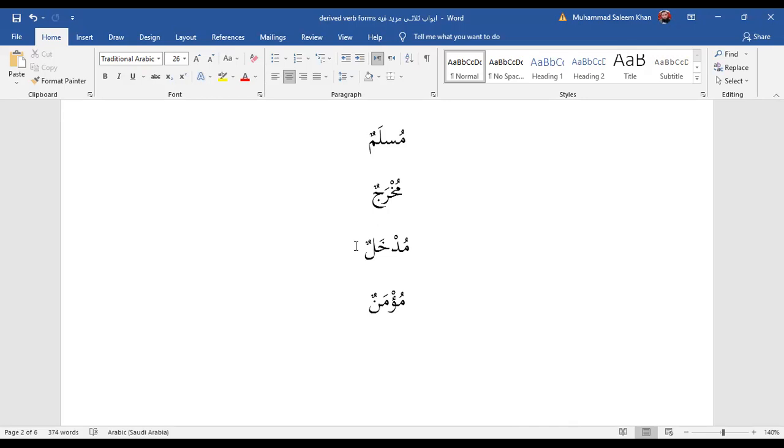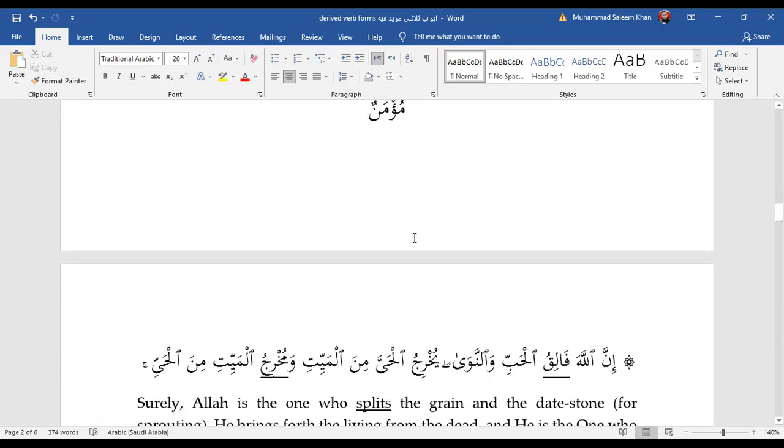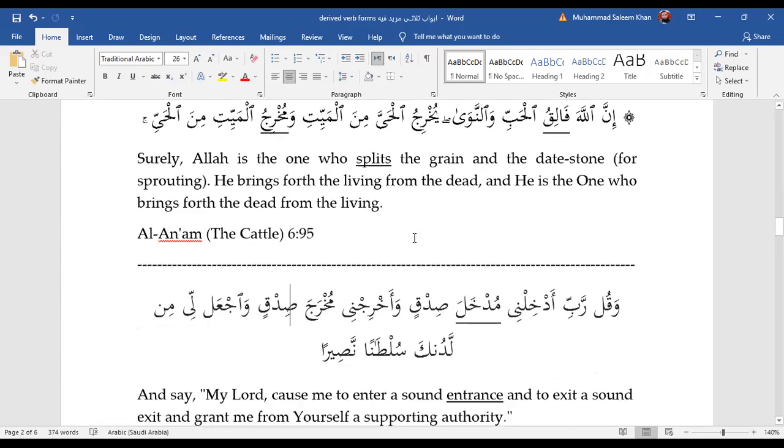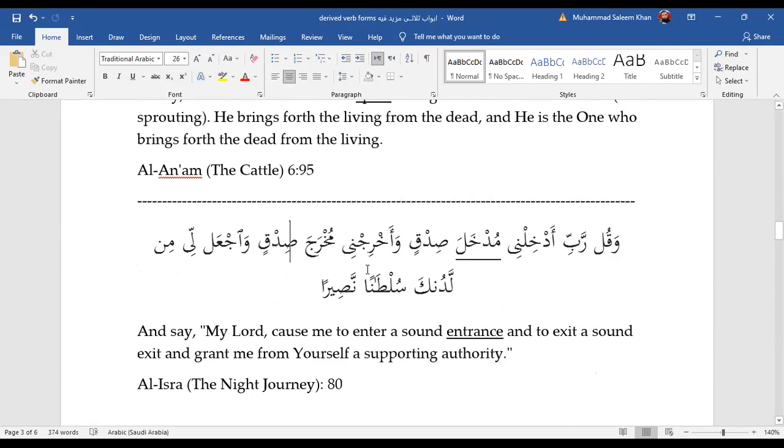That's why I didn't tell you the meaning. I didn't tell you the function of this. I only told you to focus on what? Only focus on ismul fa'il and ismul maf'ul, because if you focus on the meaning and both at the same time, you will be confused.